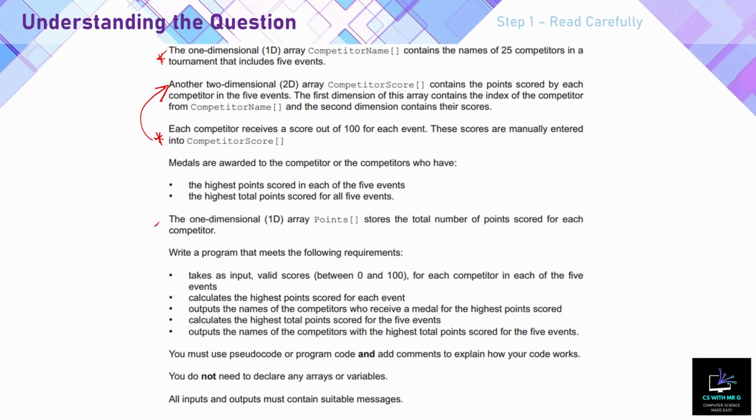So far we have 3 arrays. We have 2 1D arrays and a 2-dimensional array. We know that we're going to need to create a total for the total points scored and also a maximum value for the highest points scored. So we can already think of the variables that will be stored here as well as the arrays being stored, which we've been told. And then finally we have the program requirements.